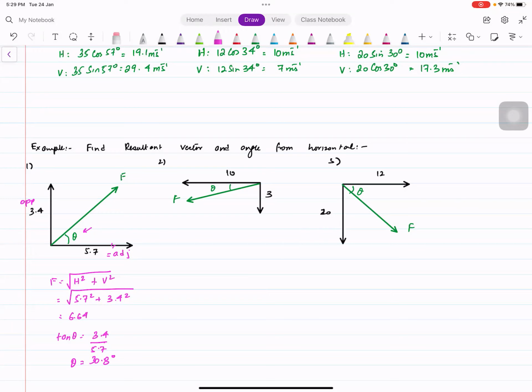Then comes the other thing, where here you can do the same thing. You can take 10 squared plus 3 squared and take the square root, Pythagoras theorem, and then this is going to be 10.4. And then when you find tan theta, it is going to be basically opposite, which is 3, it's not next to the angle, divided by 10. And when you take the tan inverse, it's going to be 16.7 degrees, like that.